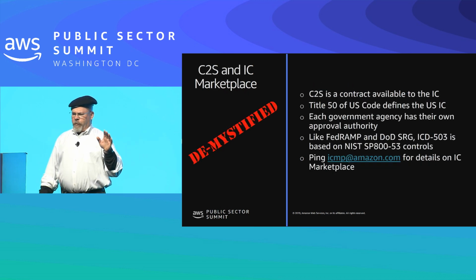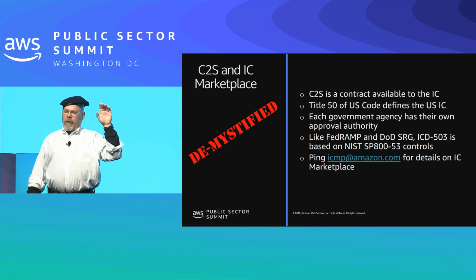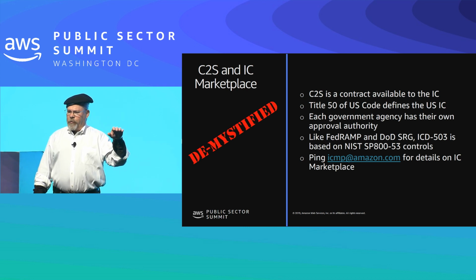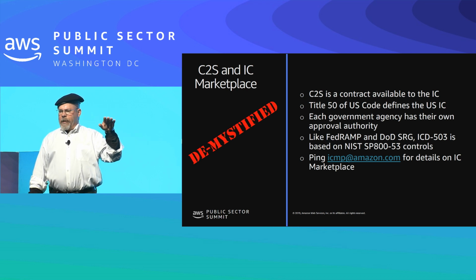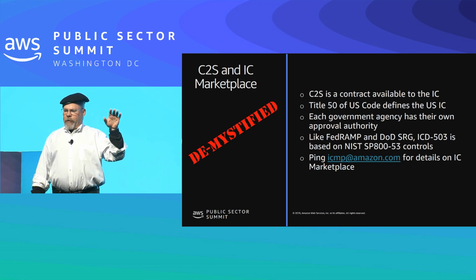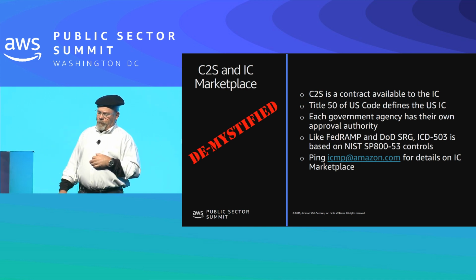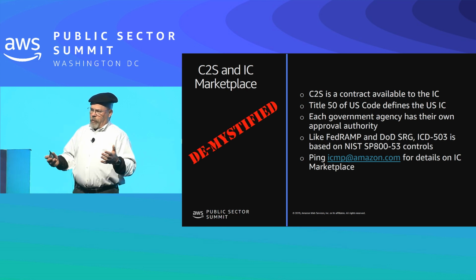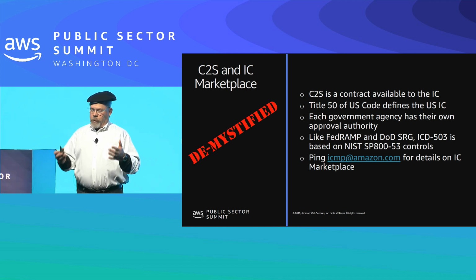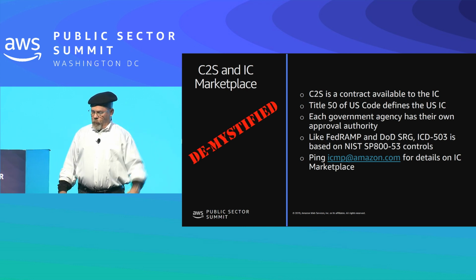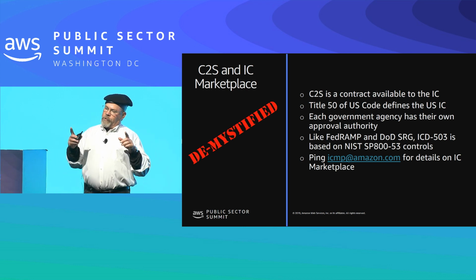Title 50 of the US Code defines who the IC is. It's 17 agencies, but it's not all of those 17 agencies. You know, there's plenty of people at the FBI that are not sitting on a classified network to do their day-to-day job, but the FBI is part of the intelligence community, and they have bureaus that certainly do work at those levels. They have their own authority to approve, so you've got to work within their rules, and their rules could be different, even though they're under that same umbrella.